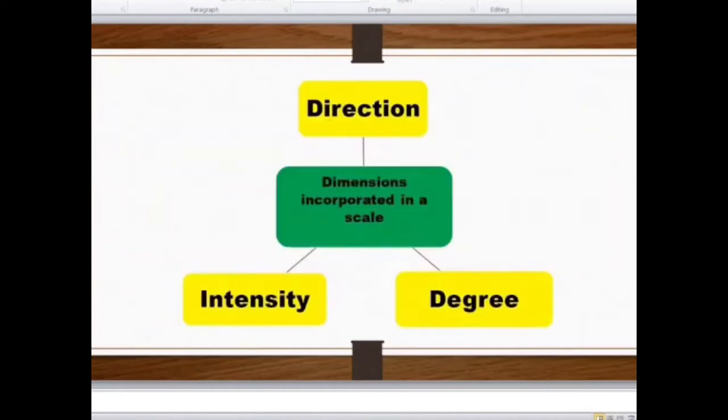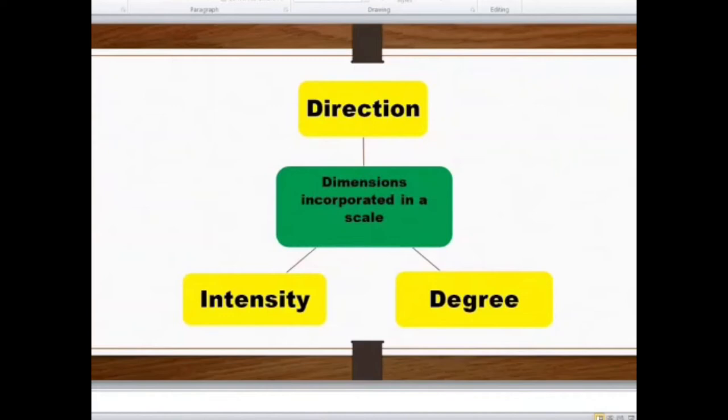Next, we shall move on to the 3 dimensions incorporated in an attitude scale. What are the dimensions incorporated in an attitude scale? The first dimension is direction, the second dimension is degree, and the third dimension is intensity. Now we shall look at the first dimension, that is direction.